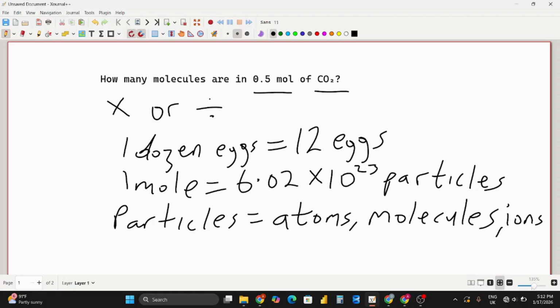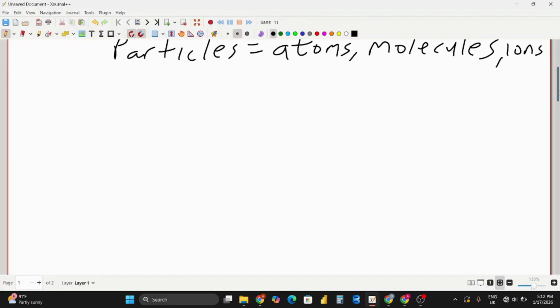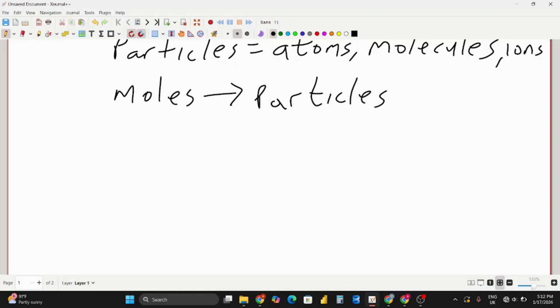Now, taking another look at the question again. How many molecules are in 0.5 mole of carbon dioxide? The question wants us to convert moles to number of particles. So, if you see a question that takes you from moles to number of particles, then all you have to do is multiply.